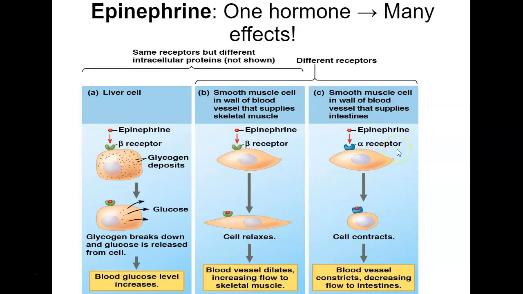On the same token, smooth muscle cells in the intestines want to constrict because you don't really want to worry about digesting food in a fight or flight response. So they're going to bind to alpha receptors, which are different than beta receptors, but it's still a receptor. And they're going to bind and actually cause the cell to contract. And then that will cause blood vessels in that area to constrict. So this is highlighting the idea that one specific hormone can have a myriad of effects depending on which target cell and receptor it's binding to.